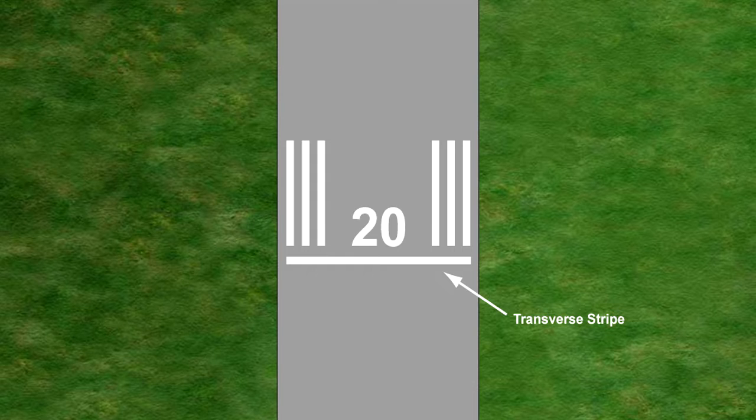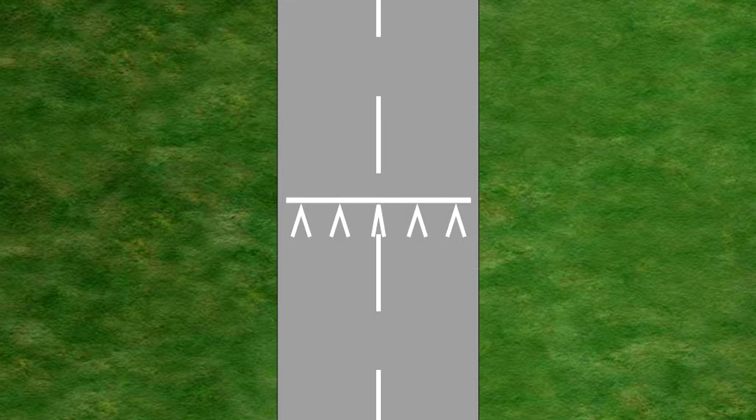Where a threshold is displaced from the end of a runway, or is not square with the runway centerline, a transverse stripe should be added to the threshold marking. When the threshold is permanently displaced from the end, then arrows pointing to the threshold should be provided on the portion before it. Markings for temporary displacements are often like this.